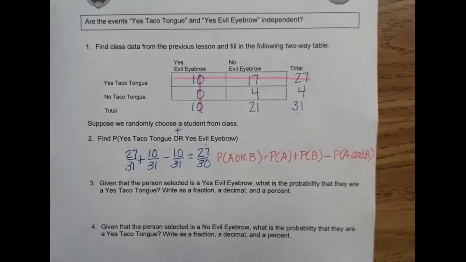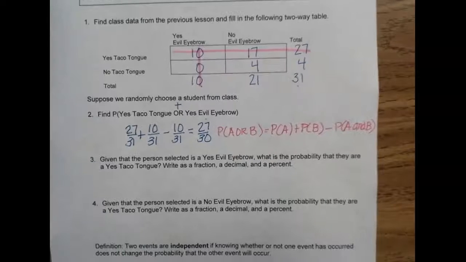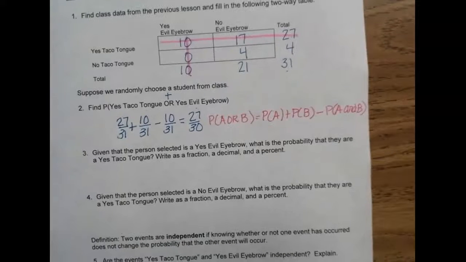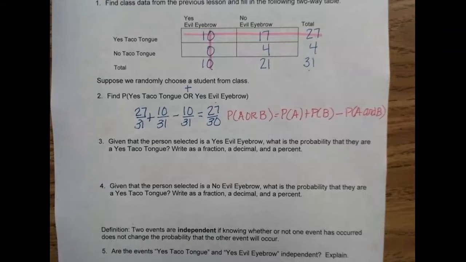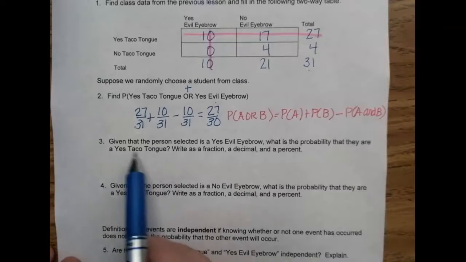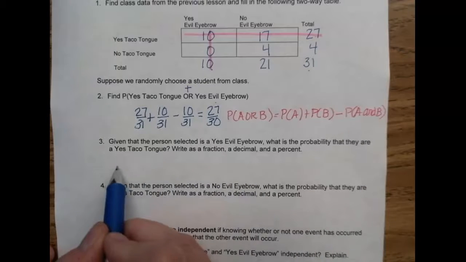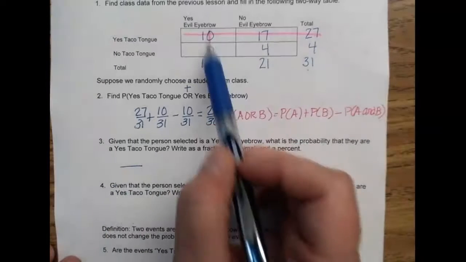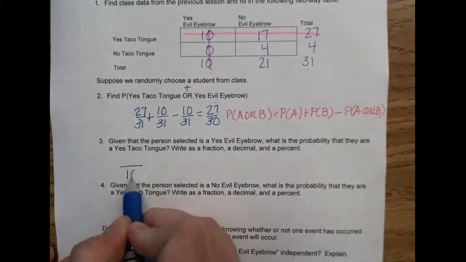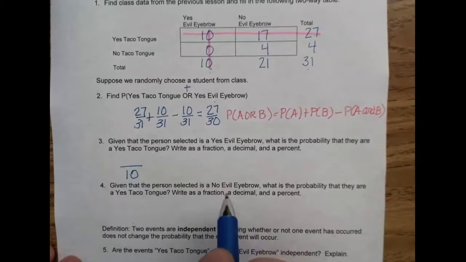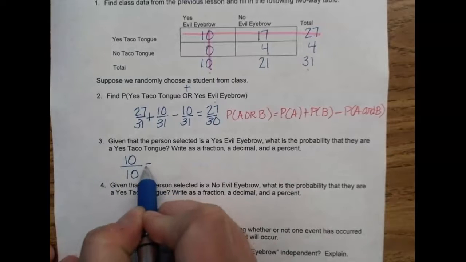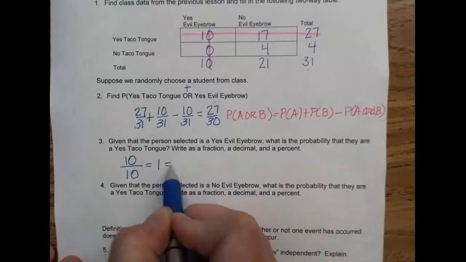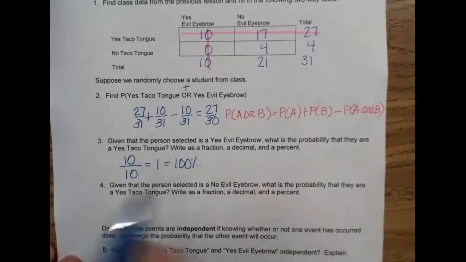All right. So let's take a look at number 3. Given that the person selected is a yes Evil Eyebrow, what is the probability that they are a yes Taco Tongue? Write as a fraction, a decimal, and a percent. So given that they are yes Evil Eyebrow, that means you divide by the yes Evil Eyebrow number. Of those 10 people, how many of them are yes Taco Tongue? Well, all 10 of them are. So that will be equal to 1, which happens 100% of the time.